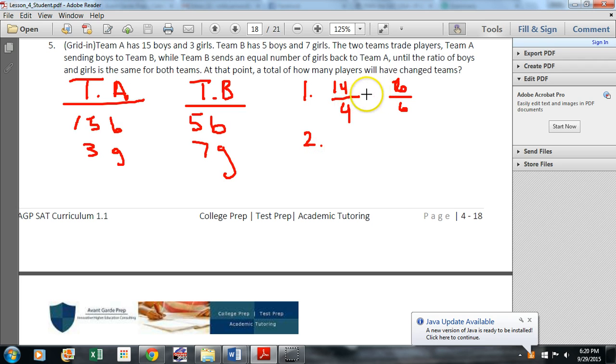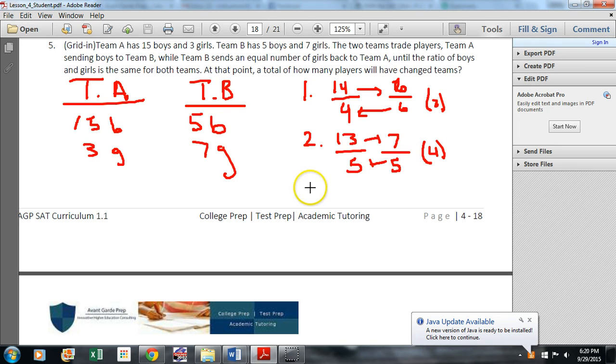So once again, sending one boy over and then a girl over this direction. Now we have 13 boys on Team A, and we receive one girl, which now gives us 5. We now have 7 boys over here, correct, and 5 girls. Once again, these do not align with each other. So how many players have we changed? 1 went this direction, 1 went this direction, so that's a total of 2. Again, 1 went this direction, 1 goes this direction. That's another 2, so that's a total of 4 players.